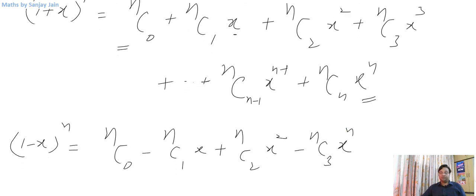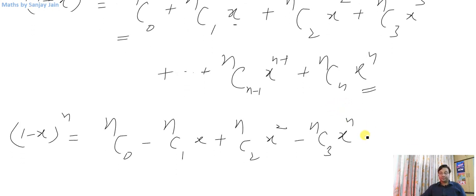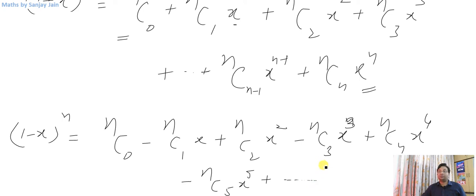So this is how we will write this formula, plus nC4 x raised to power 4... NC3 x raised to power 3, NC4 x raised to power 4 with a plus sign, then minus NC5 x raised to power 5, and then plus, and so on.